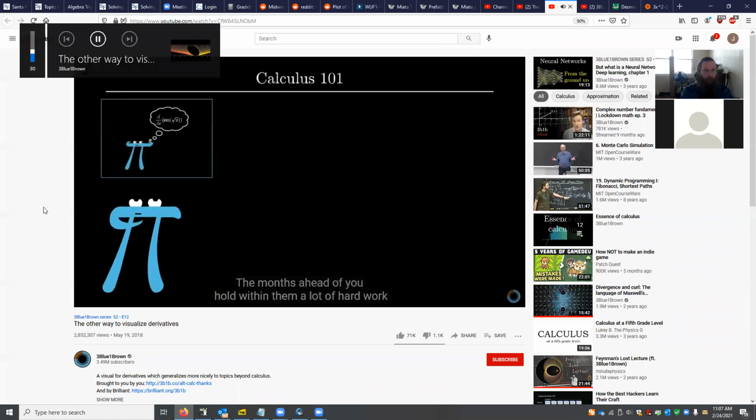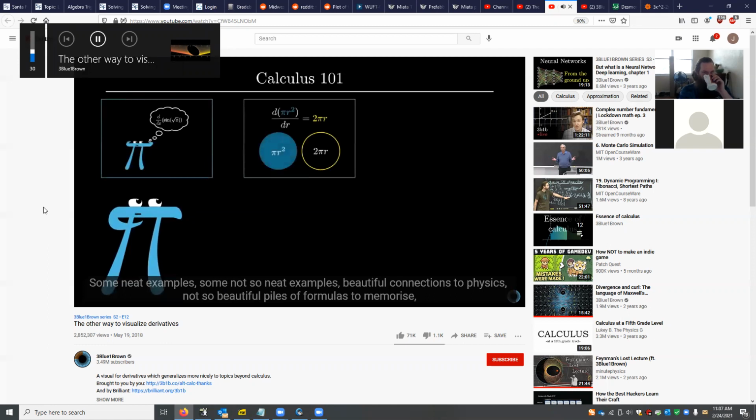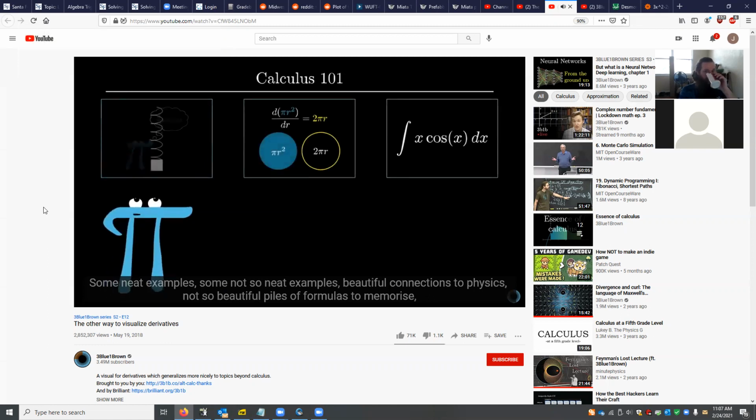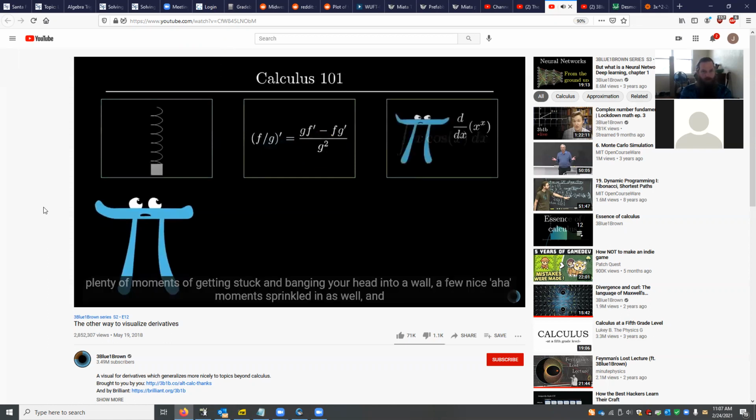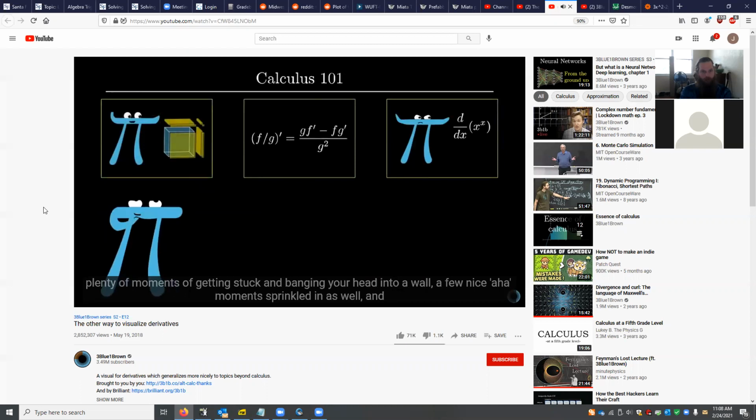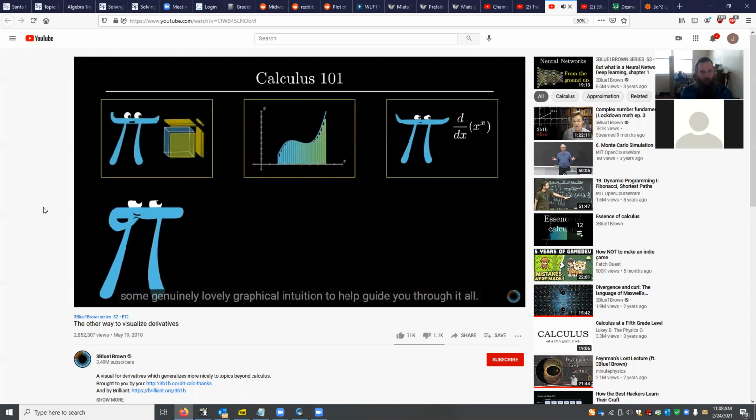The months ahead of you hold within them a lot of hard work, some neat examples, some not so neat examples, beautiful connections to physics, not so beautiful piles of formulas to memorize, plenty of moments of getting stuck and banging your head into a wall, a few nice aha moments sprinkled in as well, and some genuinely lovely graphical intuition to help guide you through it all.